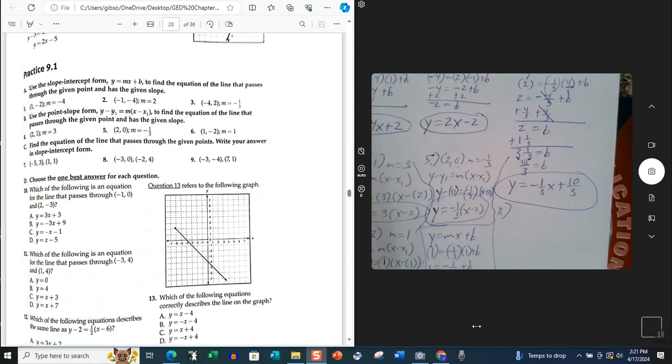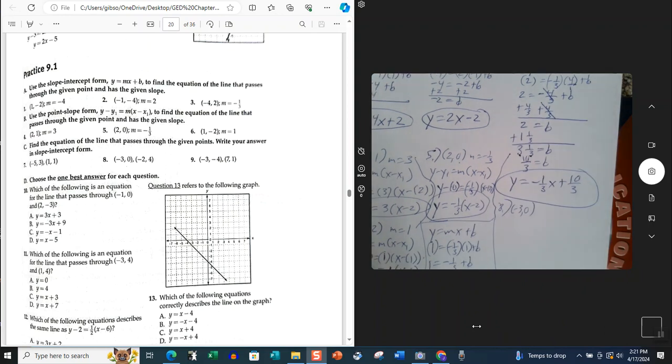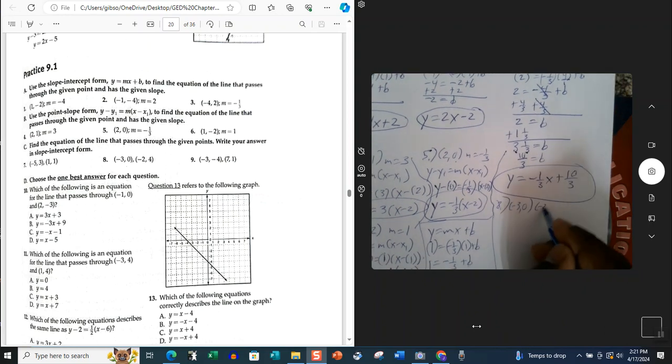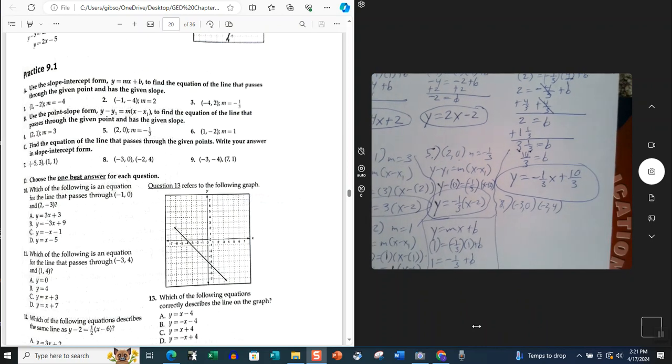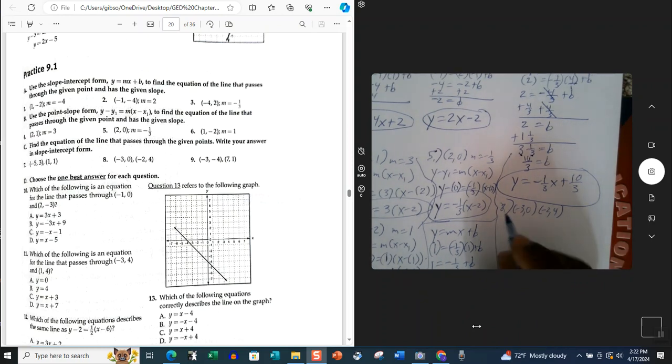Problem number 8, we had (-3, 0) and (-2, 4). So we'll start this off the same way as we did problem number 7. We will first find the slope.